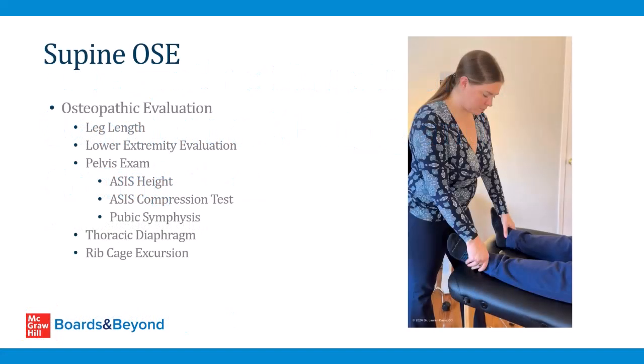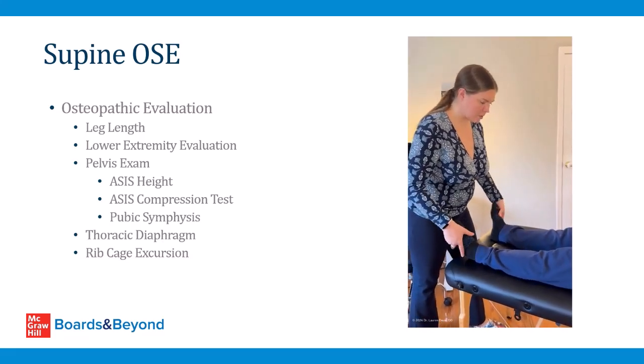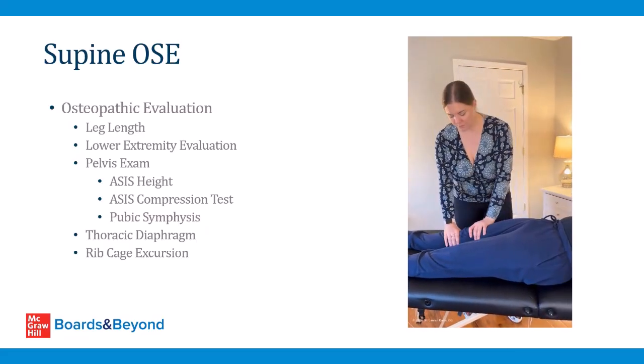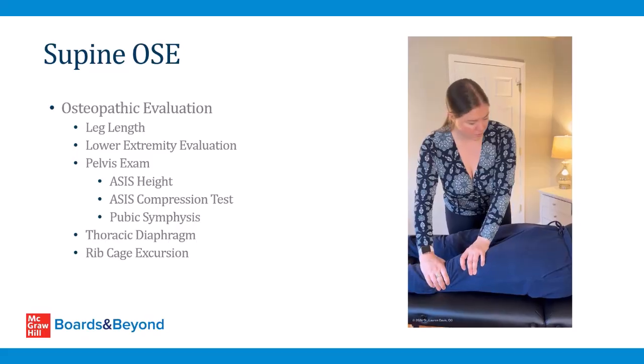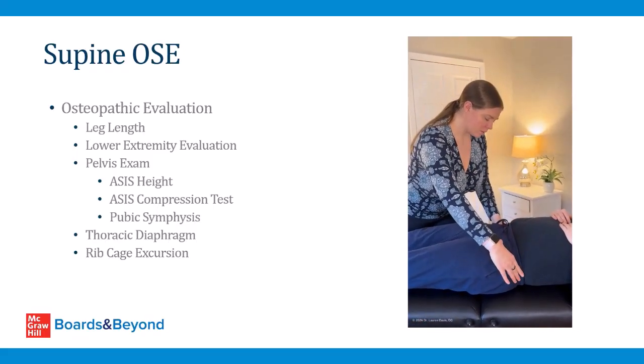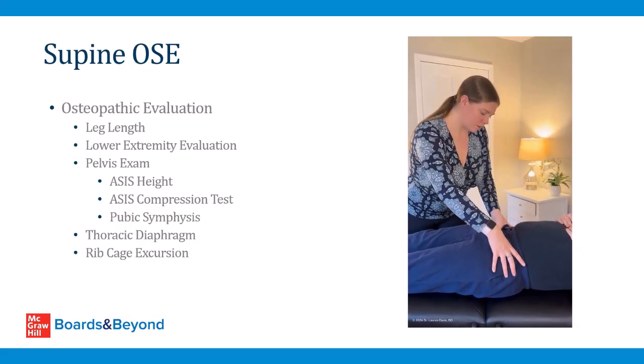For our supine evaluation, what we're going to do is check leg length. So under the medial malleoluses, we compare our thumb heights. We come in and compare tibial heights, and then rotation of the knee. We then come in, compress over the hip, check the ASIS, and come down to check the pubic heights.